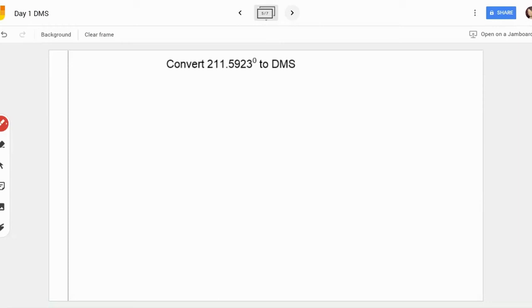Examples of the same thing we just did. So we're going to convert 211.5923, obviously in decimal degrees, to degrees, minutes, seconds. So we're going to have the same situation where we need to get it into degrees, minutes, seconds.